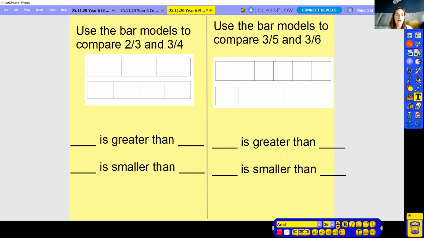So you've got 2 here. You're going to use the bar models on the left-hand side to compare 2/3 and 3/4, and then on the right-hand side to compare 3/5 and 3/6. So you can have a go at both of those now and pause this video, and then we will go through the answers in a second.